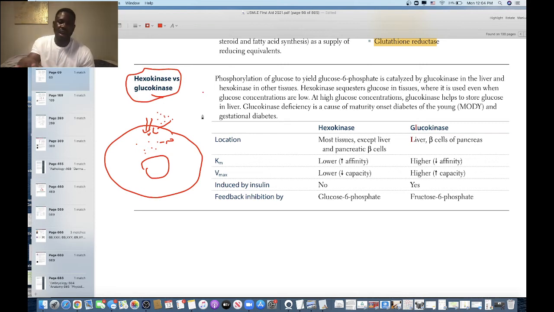So just take note, they are adding a phosphate to glucose when it enters into the cell to become glucose 6-phosphate, like that. Now, let's look at the difference between them. What you want to know is the location. You can see that they've written the location here. So glucokinase is in the liver, L for L, glucose, and then B in the pancreas. Hexokinase is in all other tissues except liver and beta cells of the pancreas. Now, Km and then Vmax.